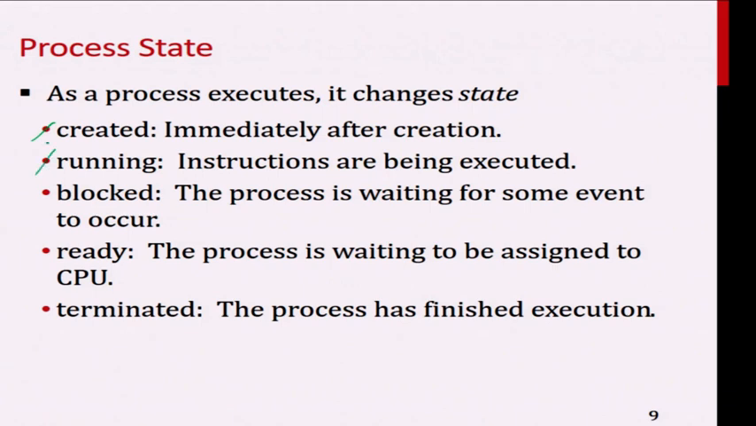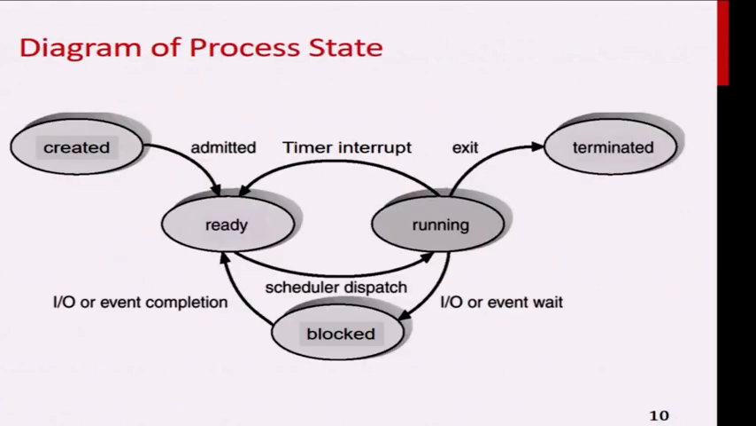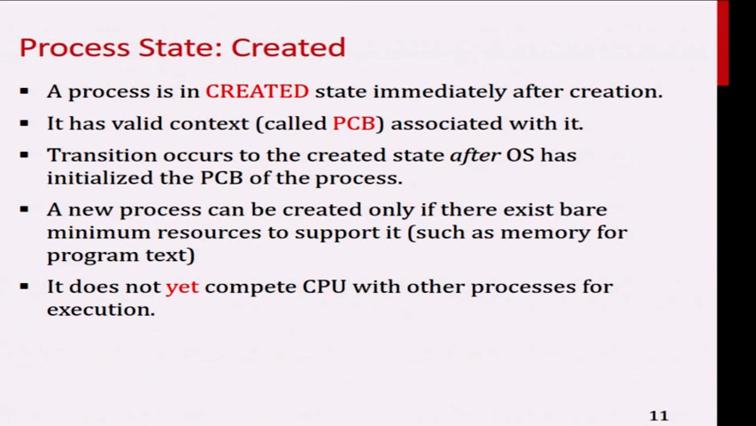Running is when you're executing. Blocked is when you're waiting. Again, the next few slides we got more detail. Ready is when you are waiting to be assigned. And terminated is when you finish execution. Okay, let's look at it from this point of view. Okay, so this shows you a diagram of a process state. Okay, before I go into this, let's look at each state one at a time, and then we understand how to relate back. Okay, let's look at the first one, which is created state.